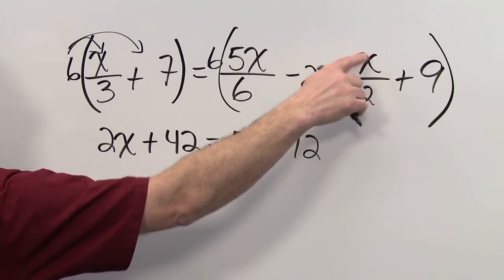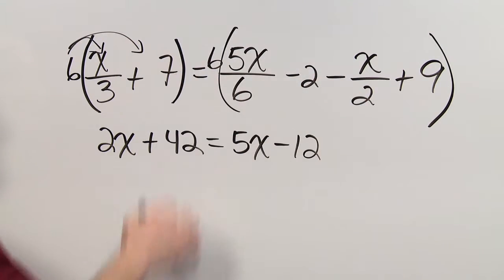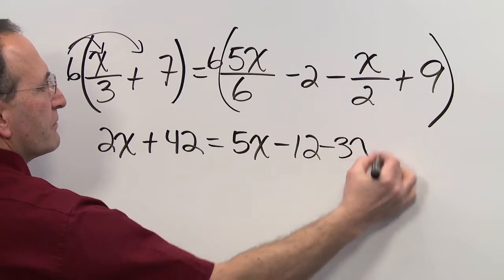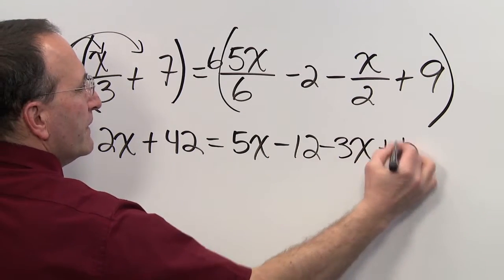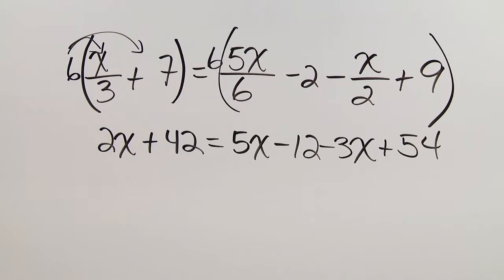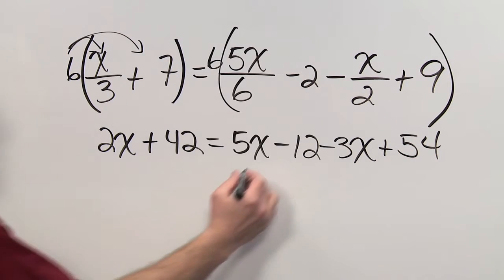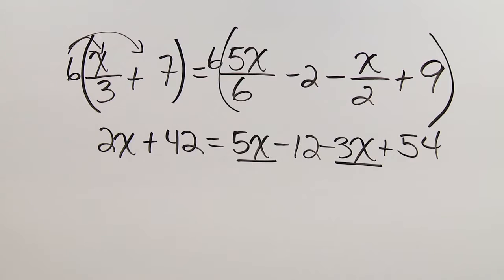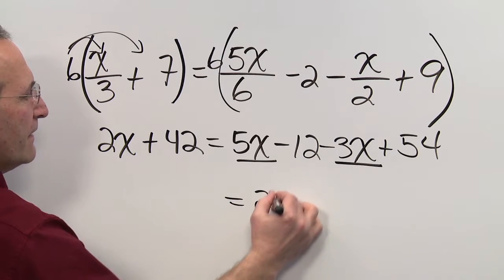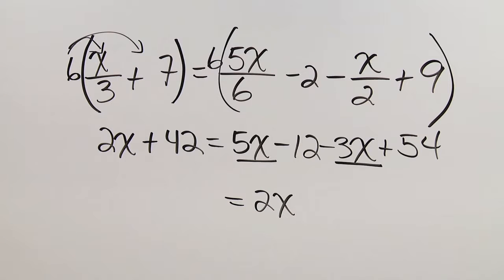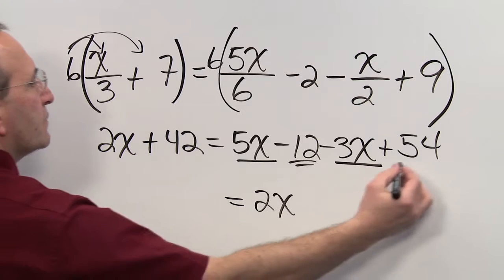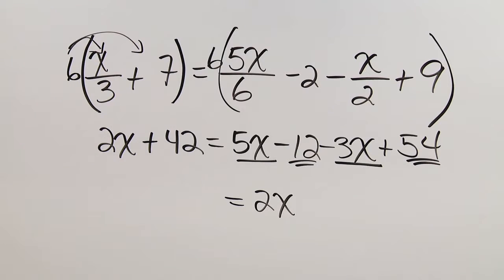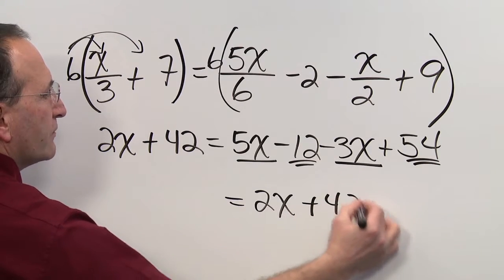6 times the negative x over 2. 2 divides into 6 3 times, so we get minus 3x. And 6 times 9 is plus 54. The left-hand side is simplified as it can be. On the right-hand side, however, we can combine 5x minus the 3x, and that gives us 2x. We can also combine the negative 12 plus the 54, which is equal to plus 42.